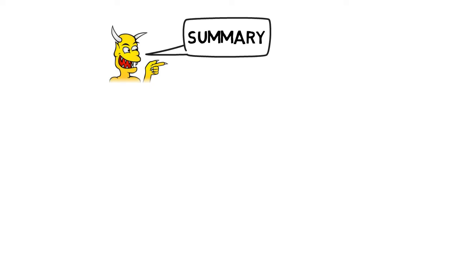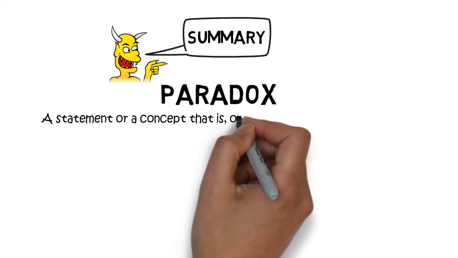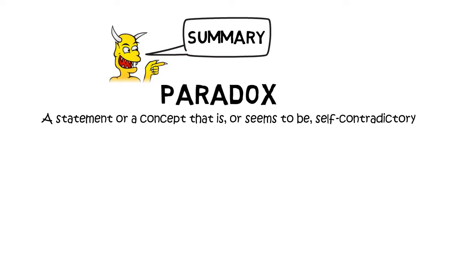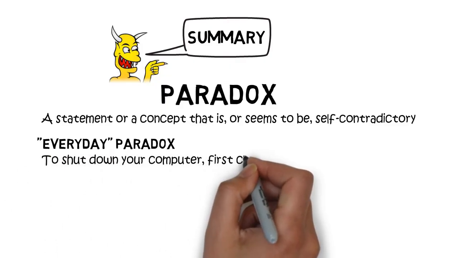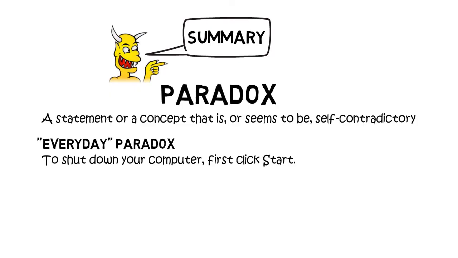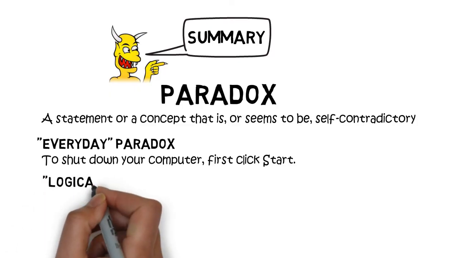So let's do a quick summary. A paradox, a statement or a concept that is or seems to be self-contradictory. There are two types. Everyday paradox. So these are ones that seem to be self-contradictory. To shut down your computer, first click start. Looks odd, but actually it's accurate.